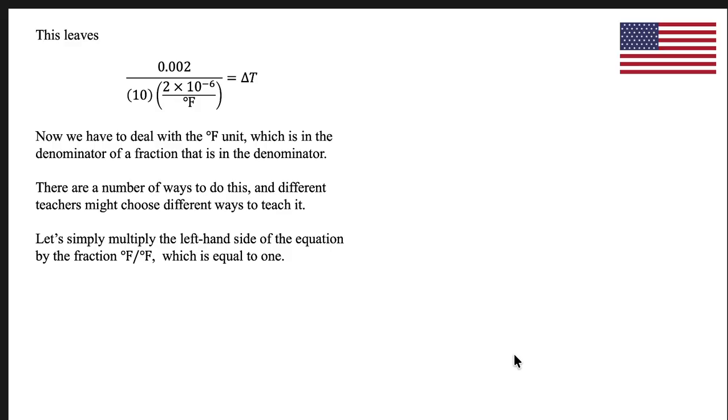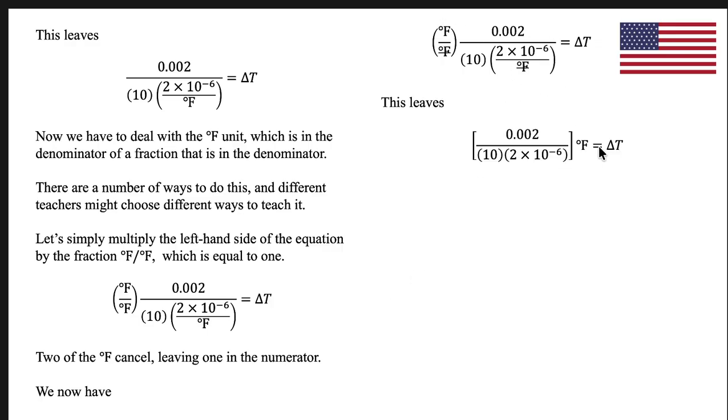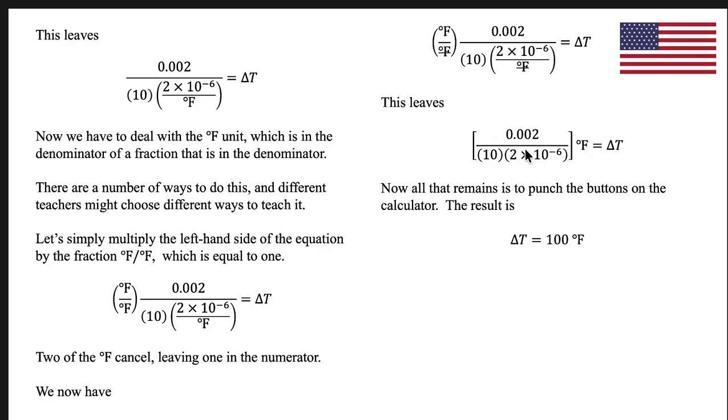So we're going to multiply the left-hand side by 1, which is degrees Fahrenheit over degrees Fahrenheit. Multiply something by 1, its value doesn't change. So in the denominator, we have Fahrenheit in the top and Fahrenheit in the bottom. So these two Fahrenheits cancel. And this leaves 1 in the numerator. So those two cancel. And now we have 1 here. And we can rewrite this like that, and we have a bunch of numbers, and we have the unit. So we get a calculator, and we calculate the number. And it turned out to be 100.